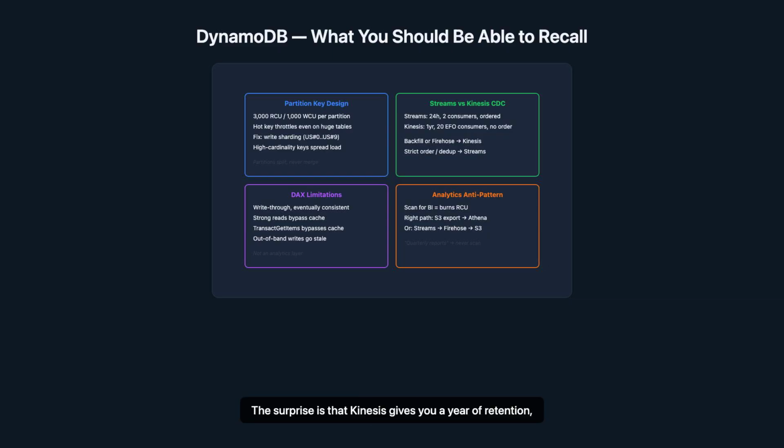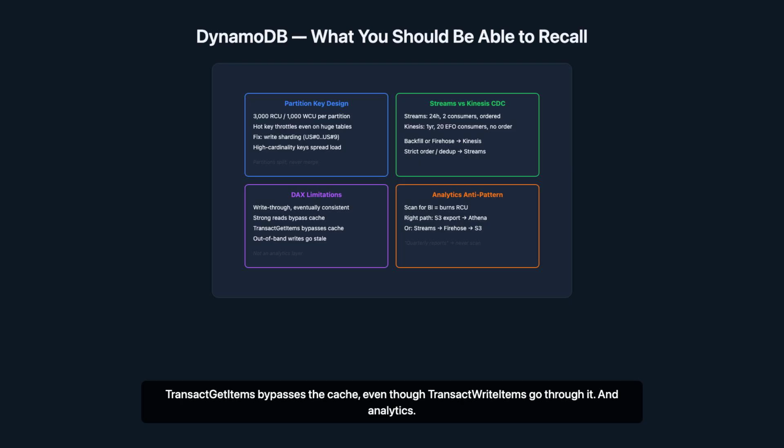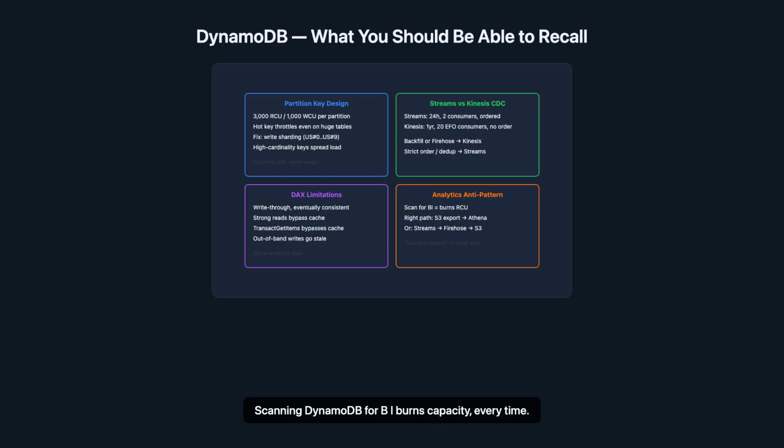CDC. The surprise is that Kinesis gives you a year of retention but loses the ordering guarantees of DynamoDB Streams. DAX, the one that catches people. TransactGetItems bypasses the cache even though TransactWriteItems goes through it. And analytics. Scanning DynamoDB for BI burns capacity every time. Let the diagram carry the rest.